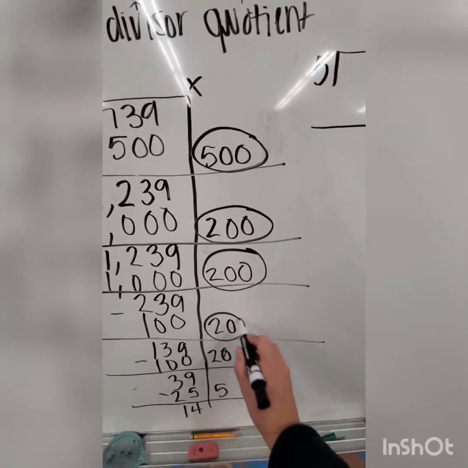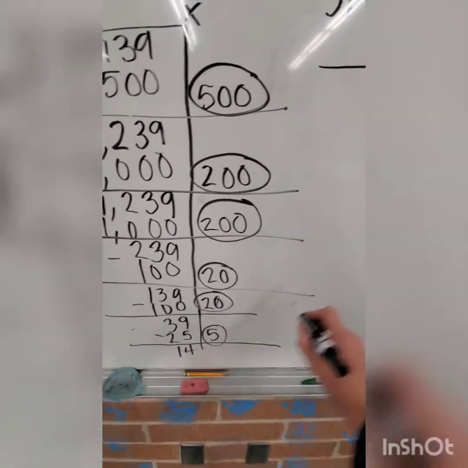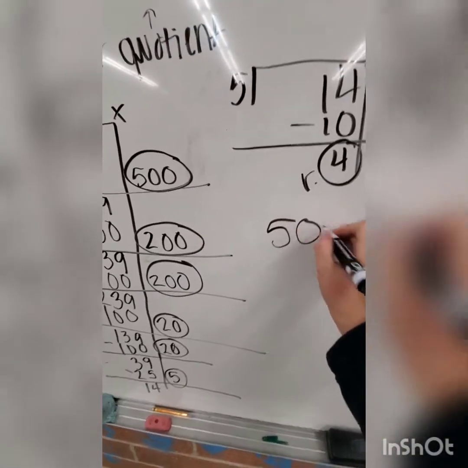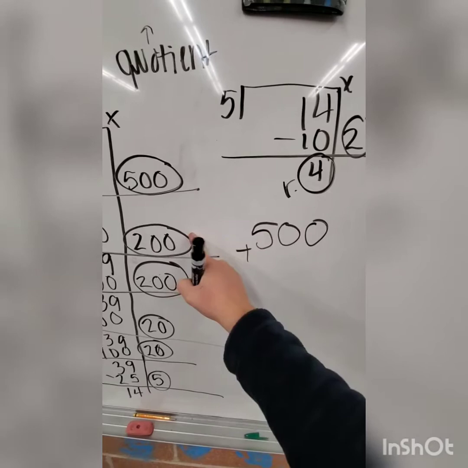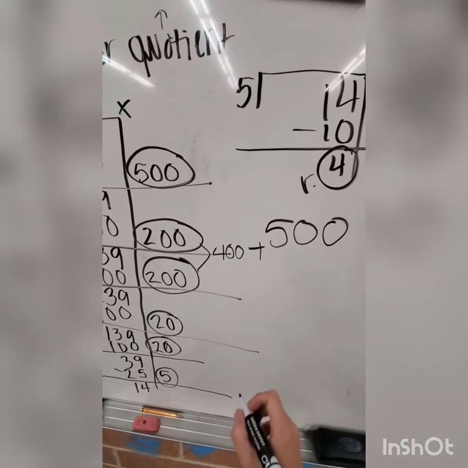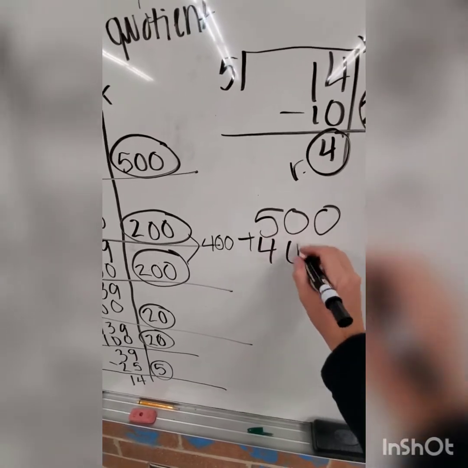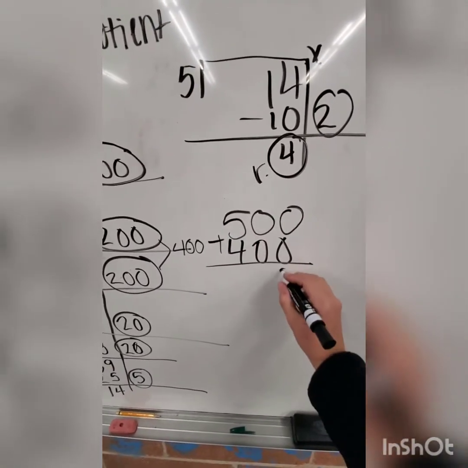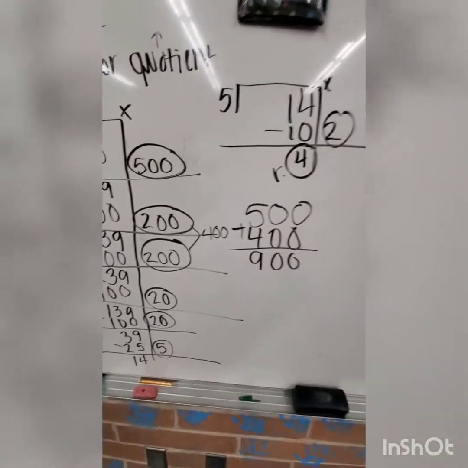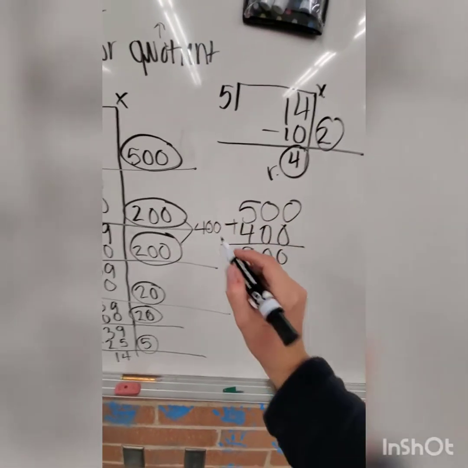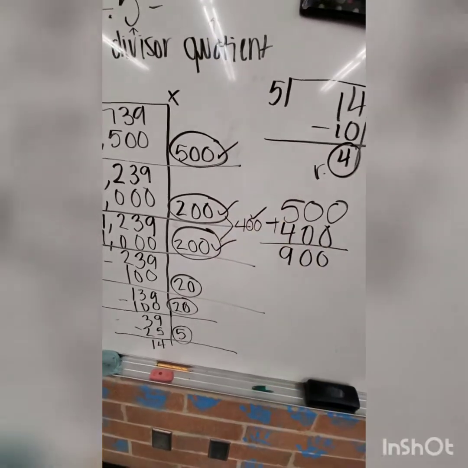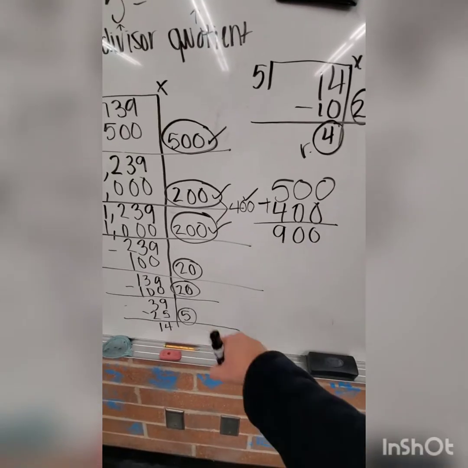So we have all of these partial quotients that we need to add. So we have 500 plus, I know 200 plus 200 is 400. So now I'm going to add 400, 0, 0, 9, okay? I like to check off things as I do them so I know that I already added them. Okay, so I see I still need to do these.